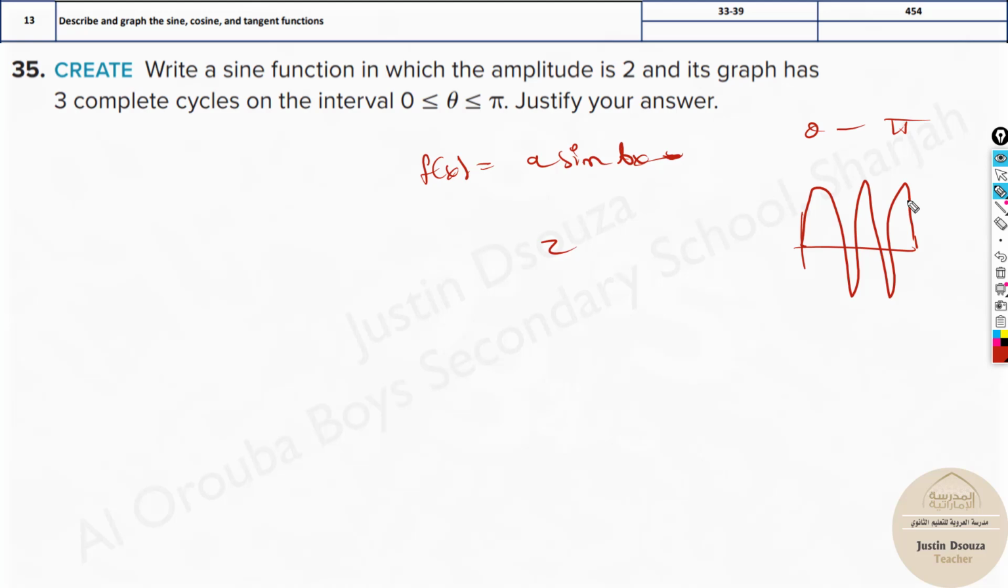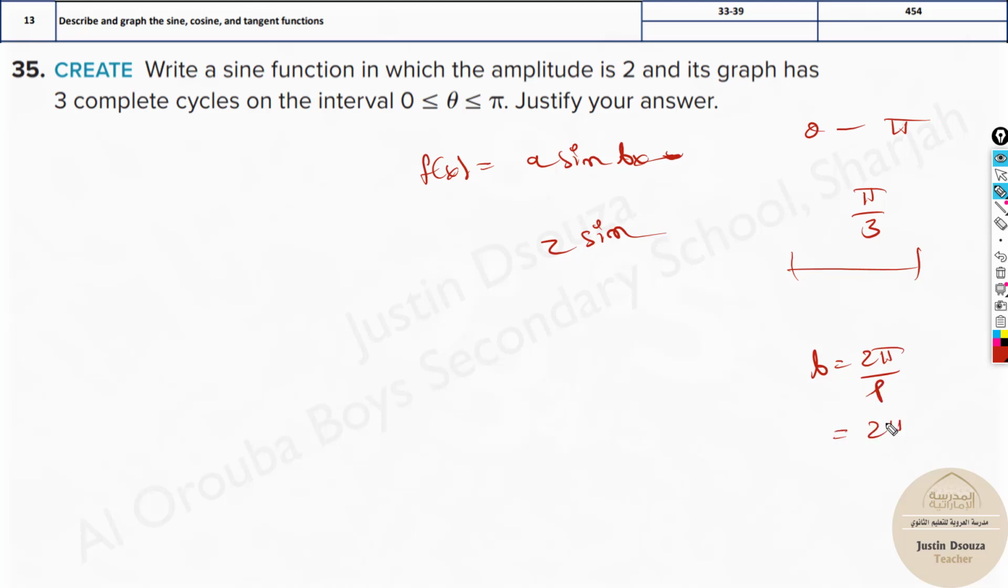Now that is a very bad drawing, but you don't need to draw that. We can understand the period is pi divided by 3 because pi is the total length, and in that there are 3 complete cycles happening. So it's pi by 3. Now we know the period, what about the b? B is equal to 2 pi by period. So 2 pi divided by pi by 3. This cancels, and this will go up. It will be 6, 2 times 3, right? Or we just put in the calculator, you'll get the answer 6. So it's 6x. And yeah, that's the answer.